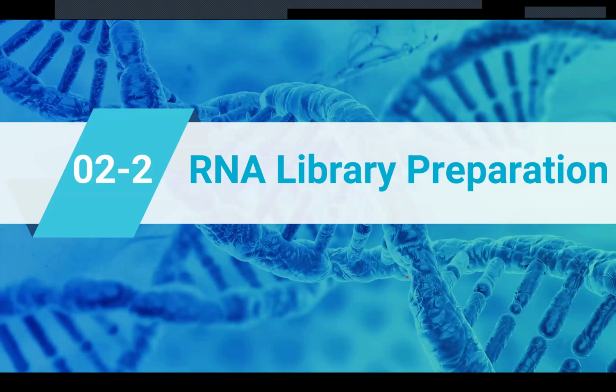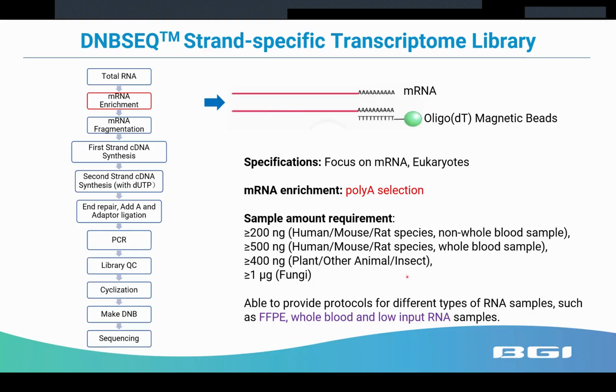Then when the RNA quality is passed, we go for library construction. I will introduce our procedure for RNA preparation for all our RNA products. For mRNA sequencing with the DNBSEQ platform, we start with the total RNA, and then we enrich the mRNA by combining the oligonucleotide beads with the poly-A tails of the mRNA. And then we go for fragmentation, PCR, and library QC. For different sample species and tissue types, there are different sample requirements. Also, we have protocols for difficult samples such as FFPE and low input RNA samples.